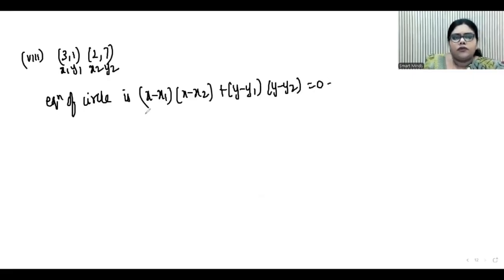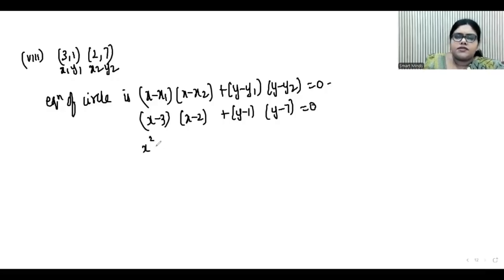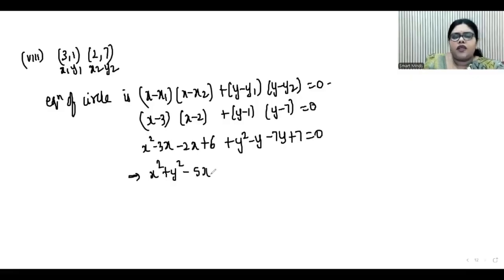equal to 0. So (x minus 3) into (x minus 2) plus (y minus 1) into (y minus 7) is equal to 0. So x square minus 3x minus 2x plus 6 plus y square minus y minus 7y plus 7 is equal to 0. So you get x square plus y square minus 5x minus 8y plus 13 is equal to 0.